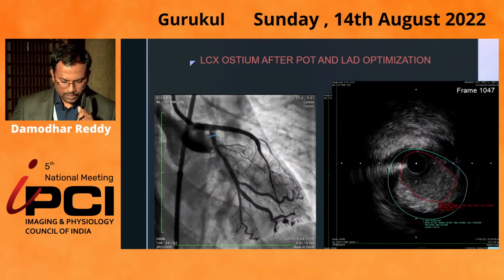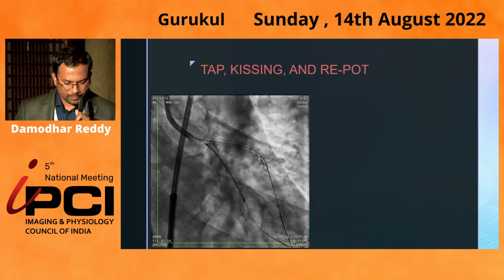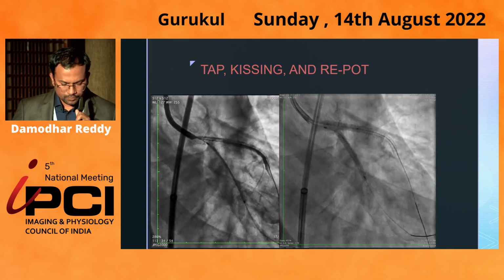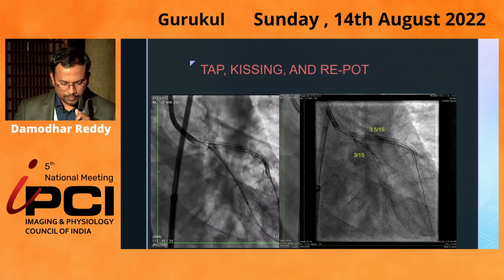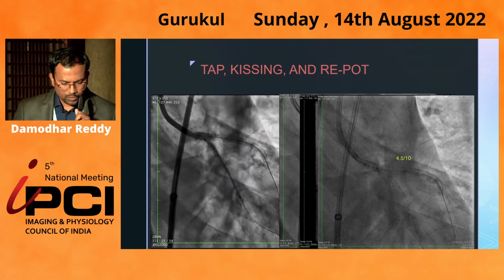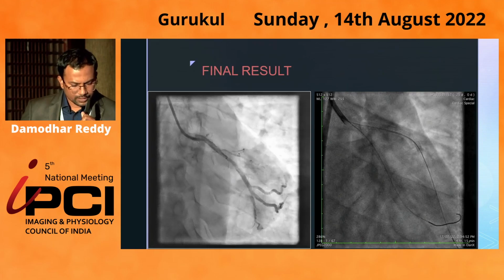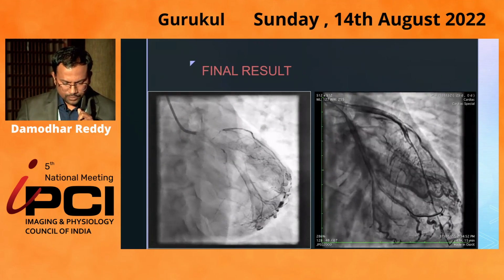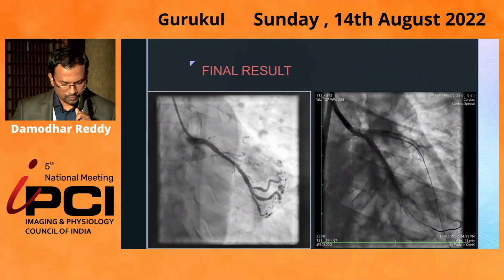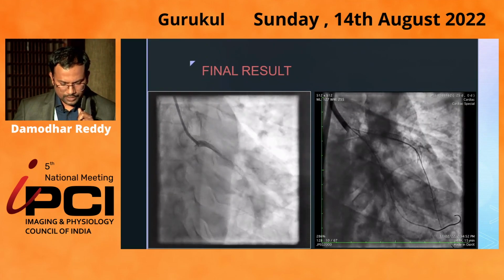So here we wanted to do a TAP to preserve the LCX. So we did TAP, kissing, and re-POT again with 3.5 by 15 and 3.5 by 15 kissing balloon, and re-POT with 4.5 by 10. And this was the final result. This was the first initial angio, and this is the final result, with good distal flow, no perforations or any complications.